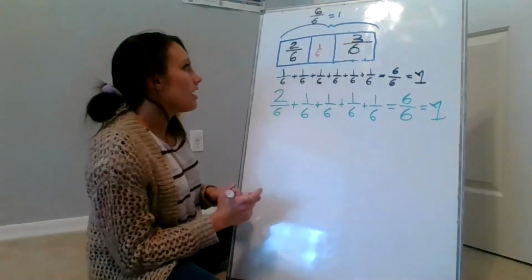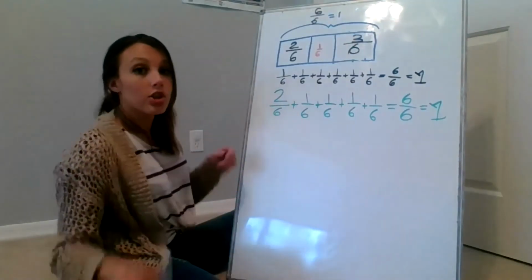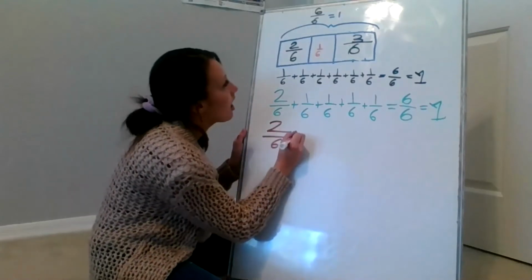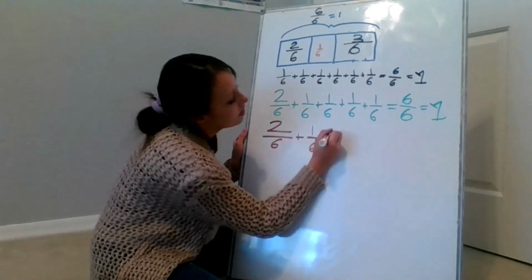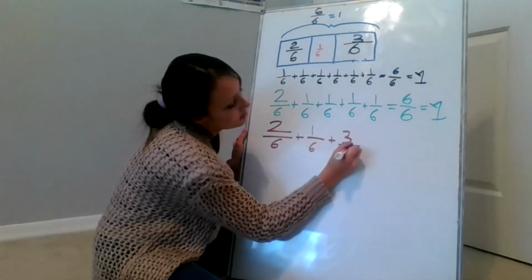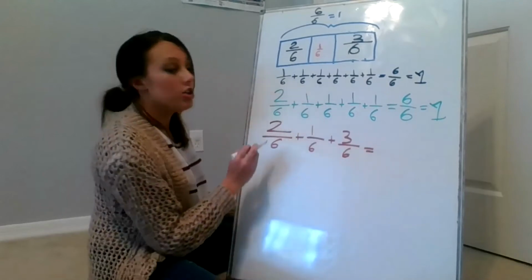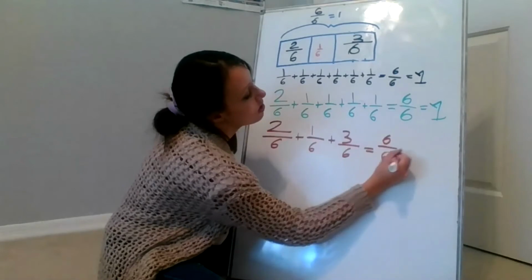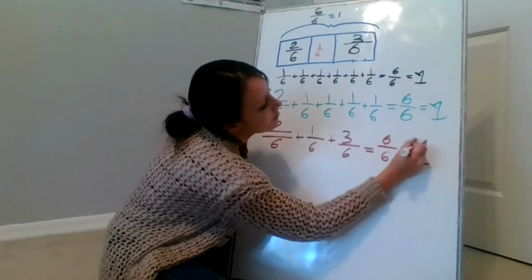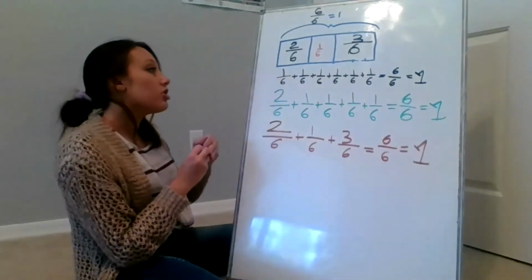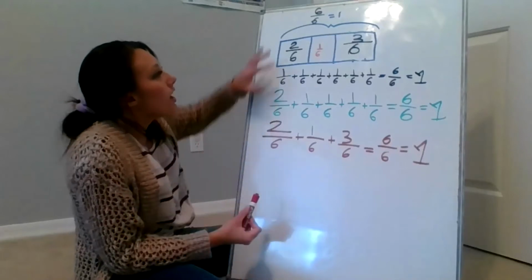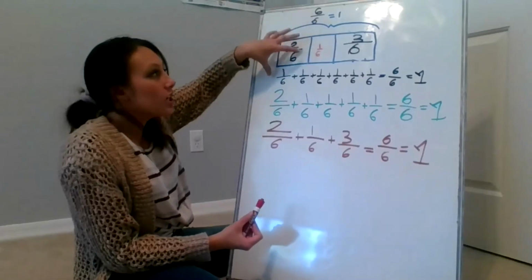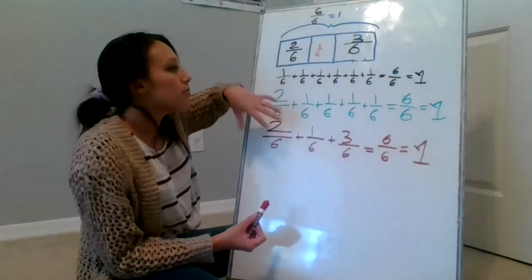So what we're going to do is a new equation. We're going to write 2/6 plus 1/6 plus 3/6 equals 2 plus 1 plus 3 is 6, and that's 6/6, which still equals 1 whole. So the purpose of this was just to demonstrate how you can have different size pieces inside of a whole, but when you add them together, it's still going to equal the entire tape diagram.